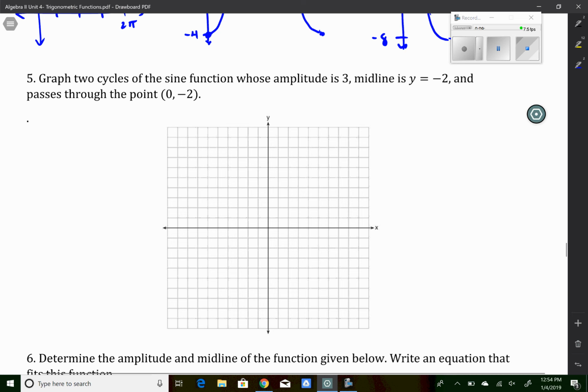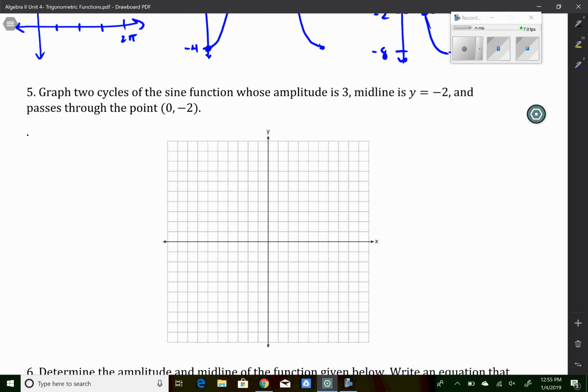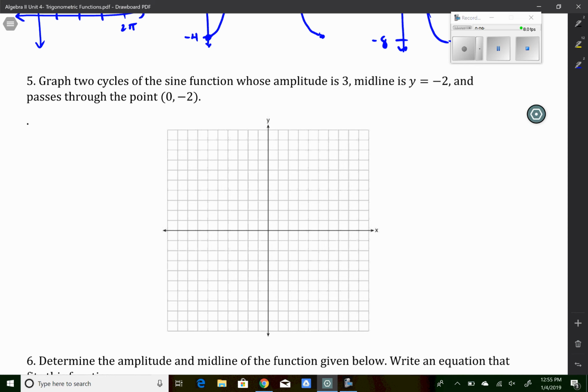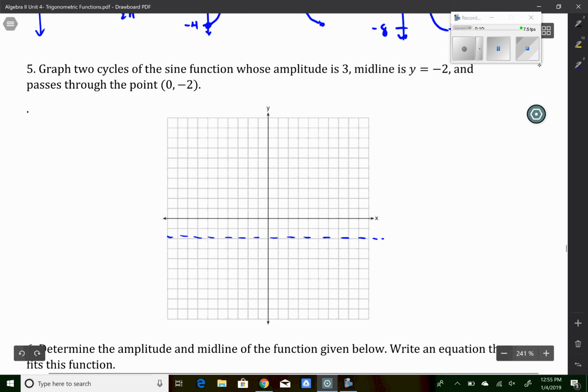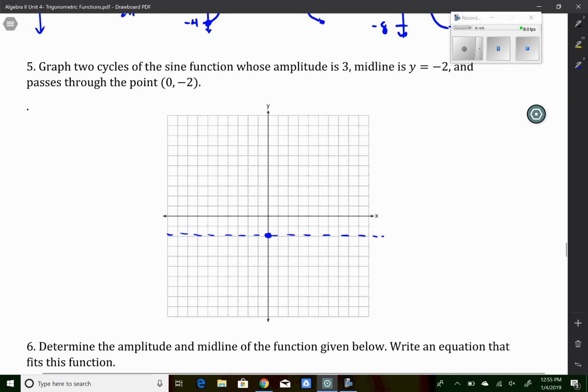Number 5 says graph 2 cycles of the sine function whose amplitude is 3, whose midline is y equals -2, and that passes through the point 0, -2. So if I have a midline of -2, the point 0, -2 is on the midline, so that's good. That graphs a sine curve. And just like we did in class, we want to graph 2 cycles, so we want to go out 4, make that 2 pi, go out 4 more, make that 4 pi, that would be 2 cycles.